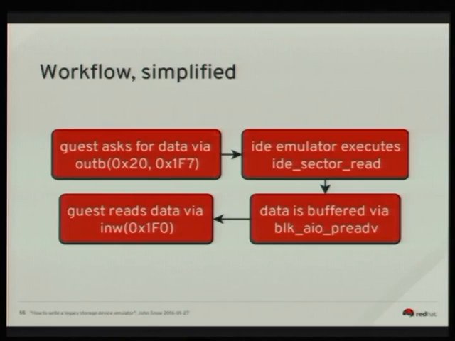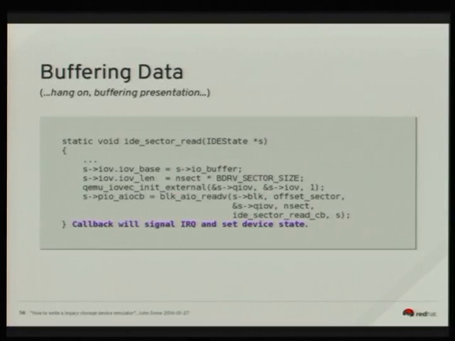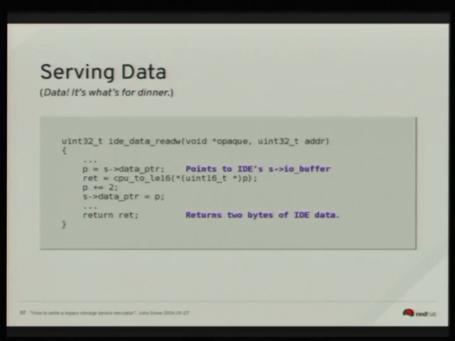And then the guest is going to read that data back using CPIO input. And in between, of course, there will be an IRQ to let the guest know that the data is ready. But it's reasonably simple once you cut out all of the error checking and so forth. In our emulator, we're going to use QEMU's block AIO readv to actually get the data from the disk. And then once the data is done being read, the callback is going to set our device state and issue an IRQ. Okay, I gotta hurry.